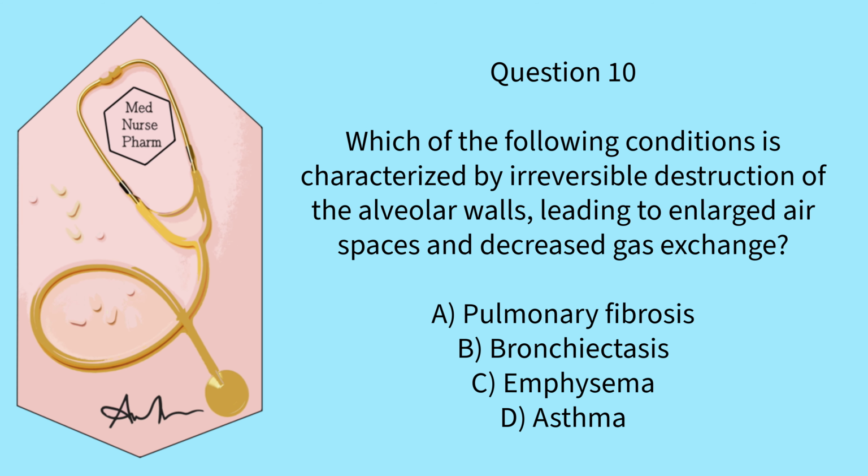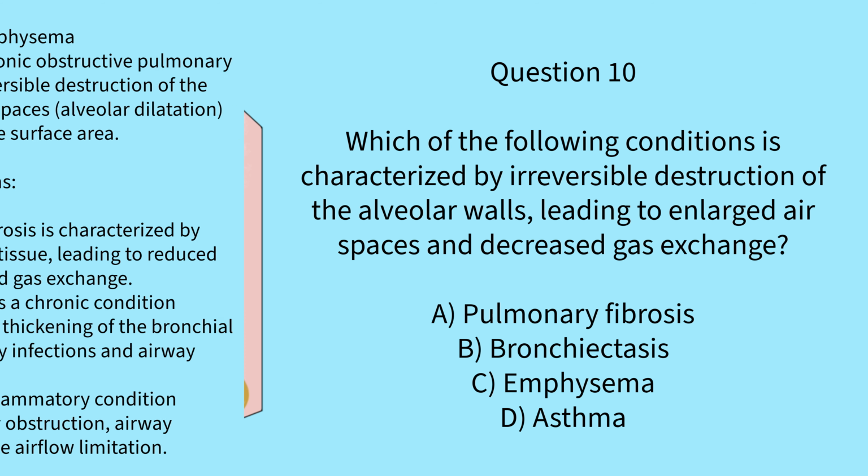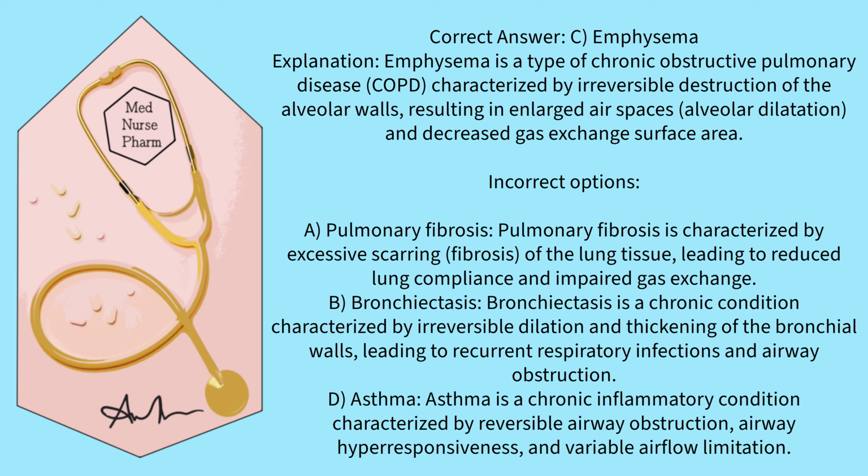Question 10. Which of the following conditions is characterized by irreversible destruction of the alveolar walls, leading to enlarged air spaces and decreased gas exchange? Pulmonary fibrosis, bronchiectasis, emphysema, asthma. Pause the video and select your answer. If you chose option C, you are correct. Emphysema. Emphysema is a type of chronic obstructive pulmonary disease characterized by irreversible destruction of the alveolar walls, resulting in enlarged air spaces and decreased gas exchange surface area.